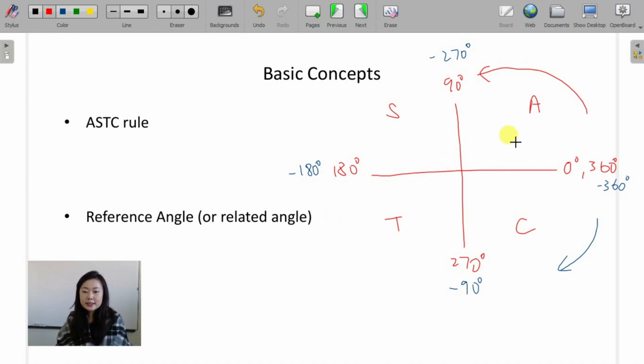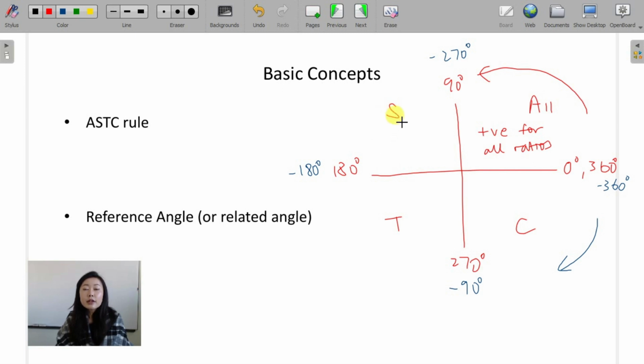All right, so what does ASTC actually stand for? So A means all ratios are positive. So you can actually use a calculator to test this, right? Any angle between 0 and 90, if you chuck it into the calculator, you go sine 30, for example, cos 30, tan 30, they're all going to be a positive answer. All right, so positive for all ratios.